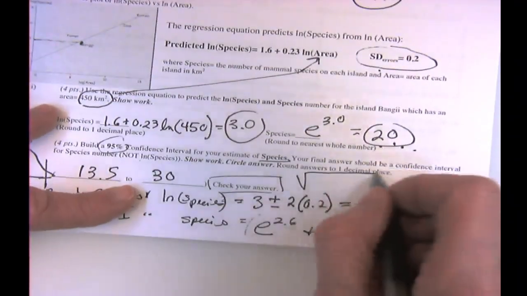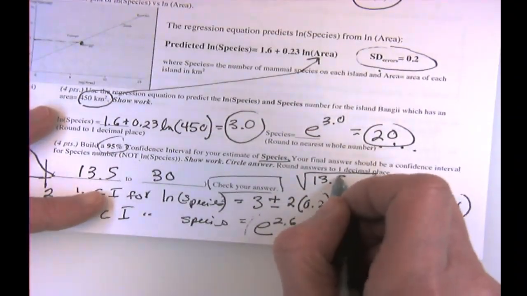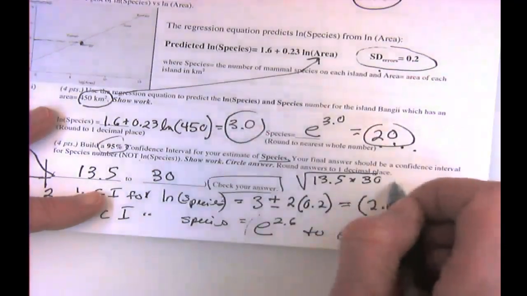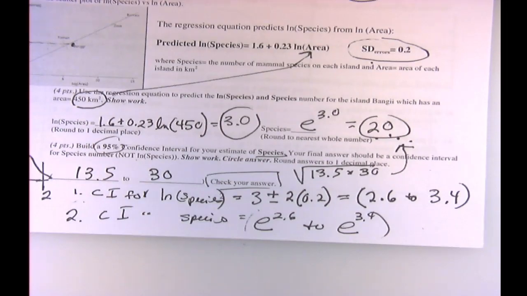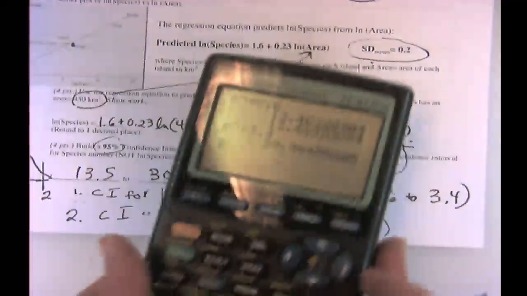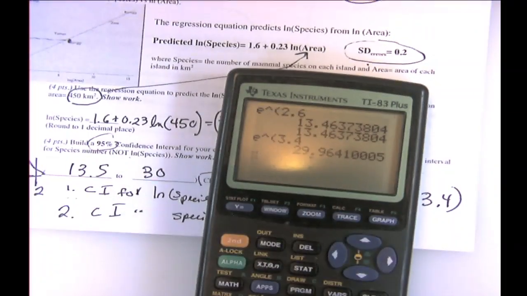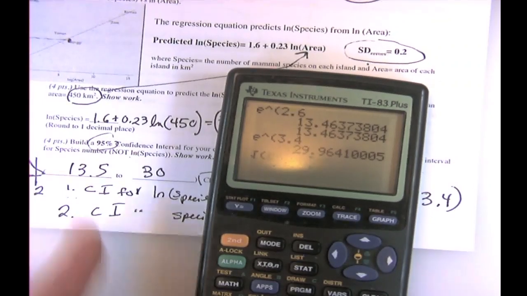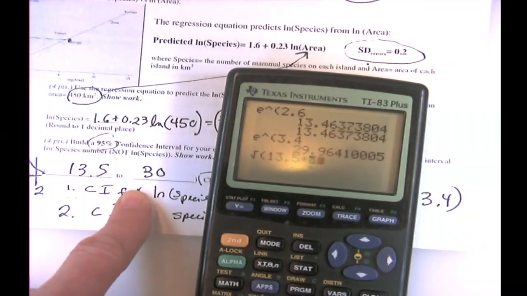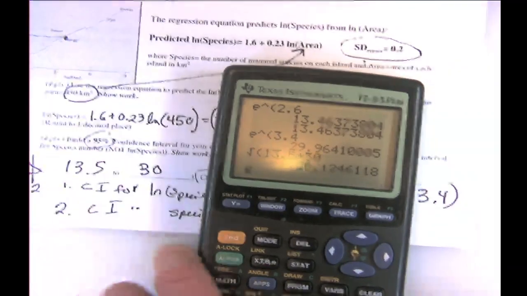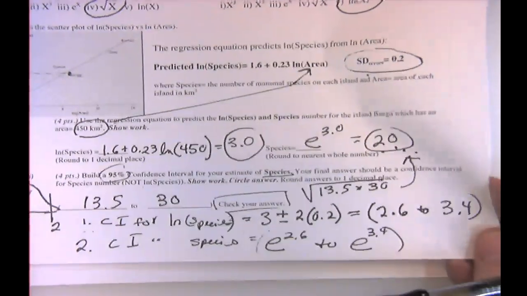So to check your answer, you just go 13.5 times 30 and make sure you get that. Make sure it's the geometric mean. Okay? So we can do that. I'm just going to say 13.5, within rounding error. Yeah, it's good. Just to make sure you're not really far off. Okay, questions on any of this?